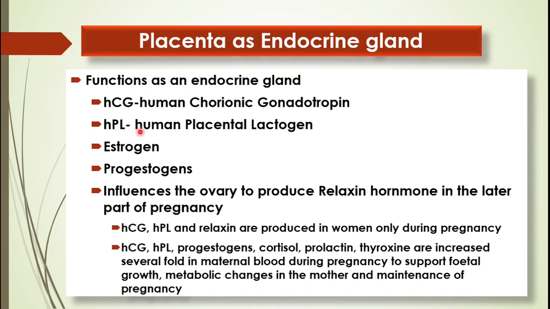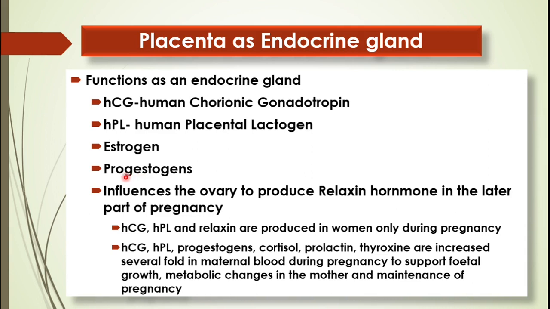HPL means human placental lactogen. Other than these two hormones, estrogens and progestogens are also produced. Now, what are progestogens? Progestogens are a class of steroid hormones that bind and activate the progesterone receptors. Progesterone is the major and most important progestogen, which helps in maintaining pregnancy. So progestogens actually activate the receptors, and that is very much needed for maintaining pregnancy.